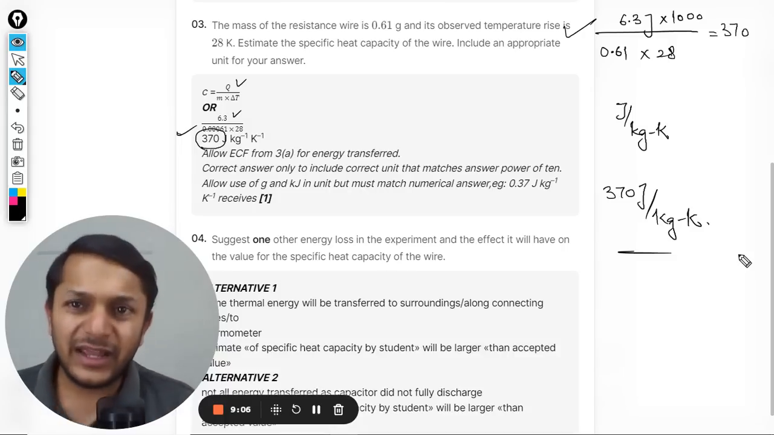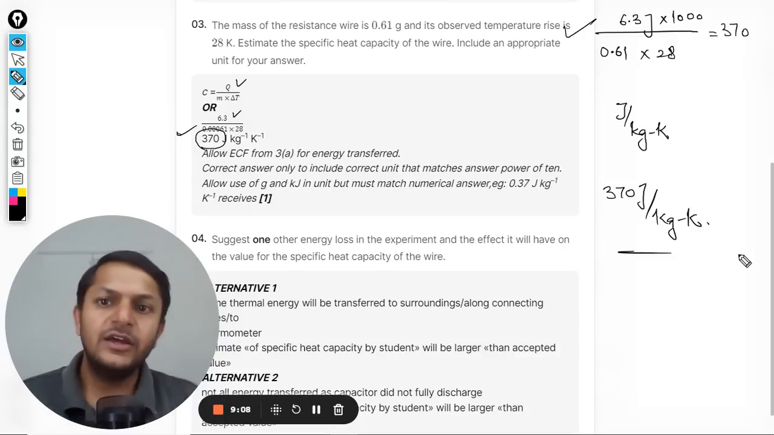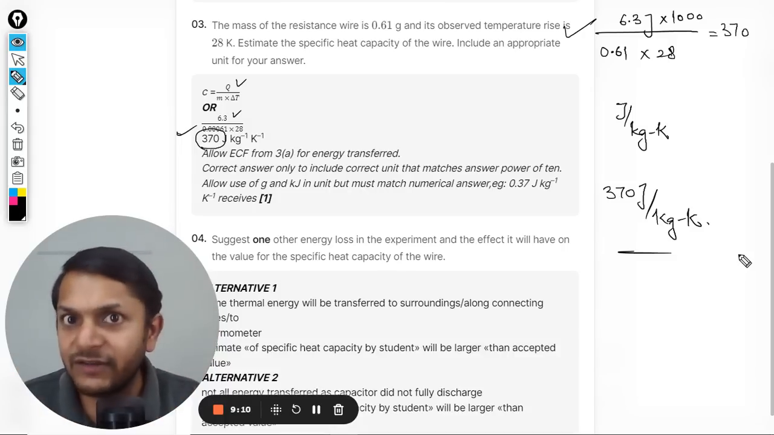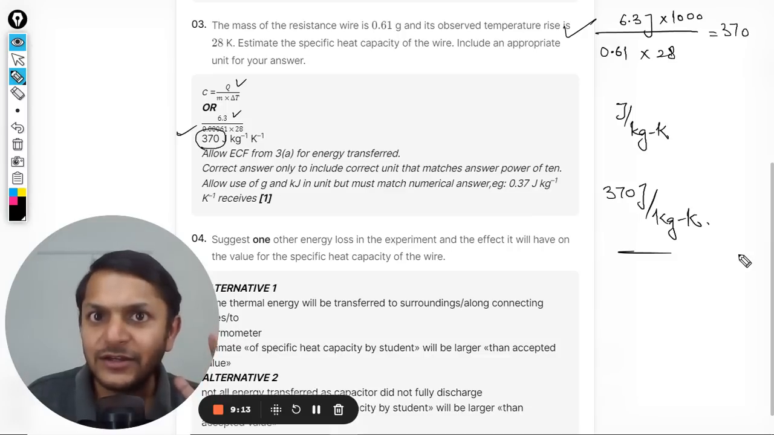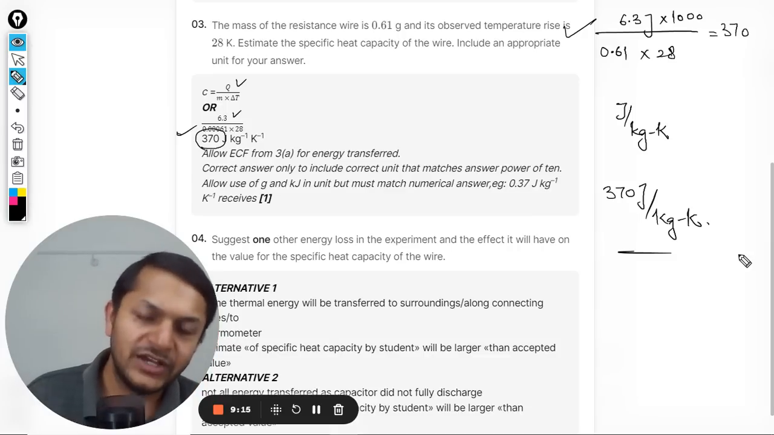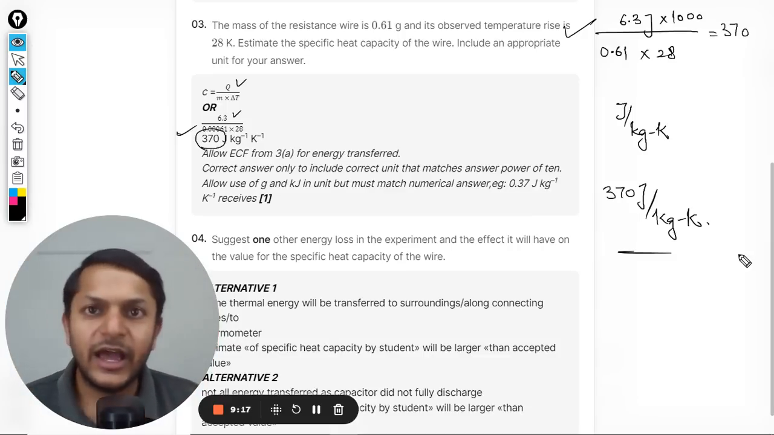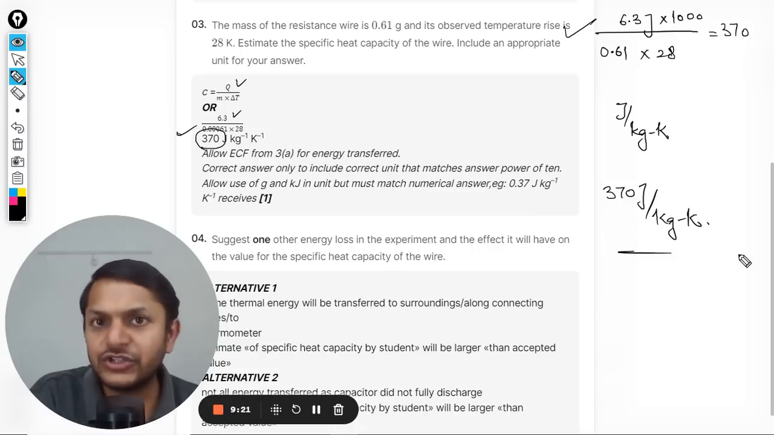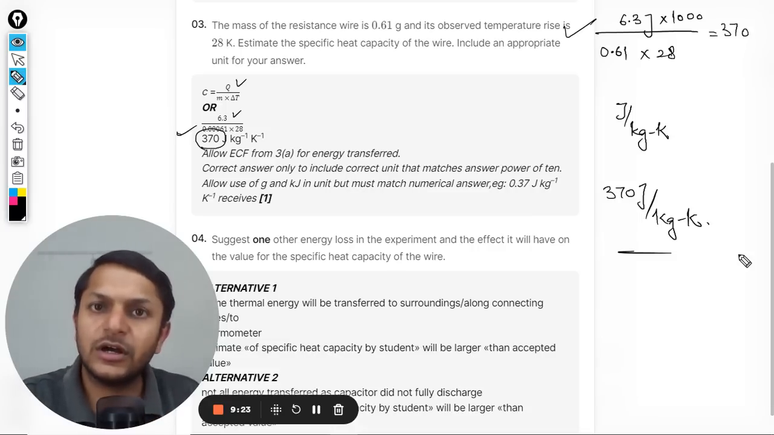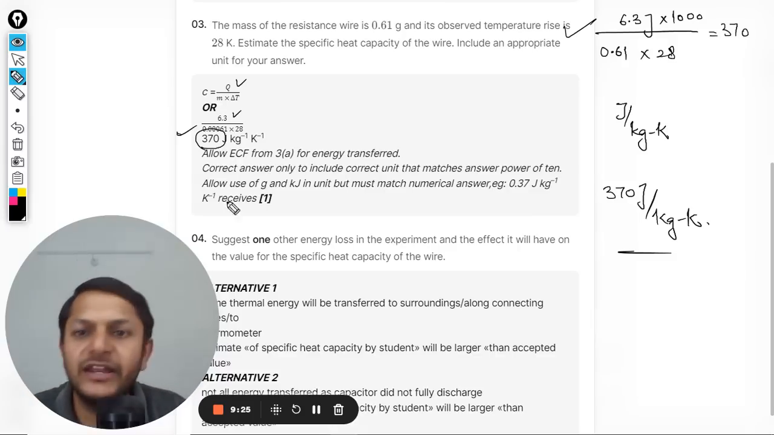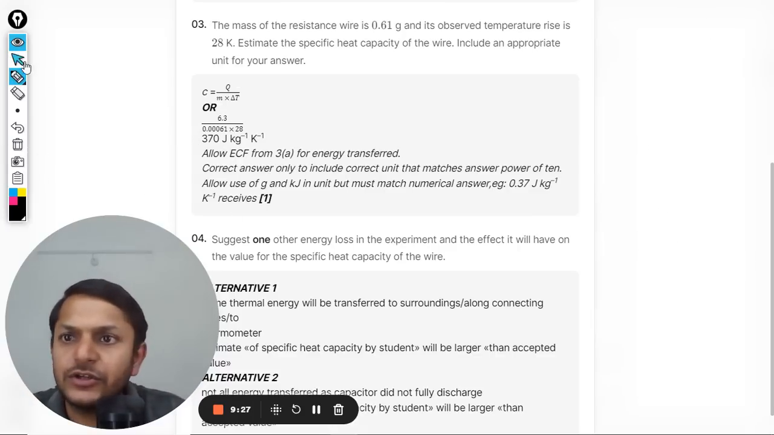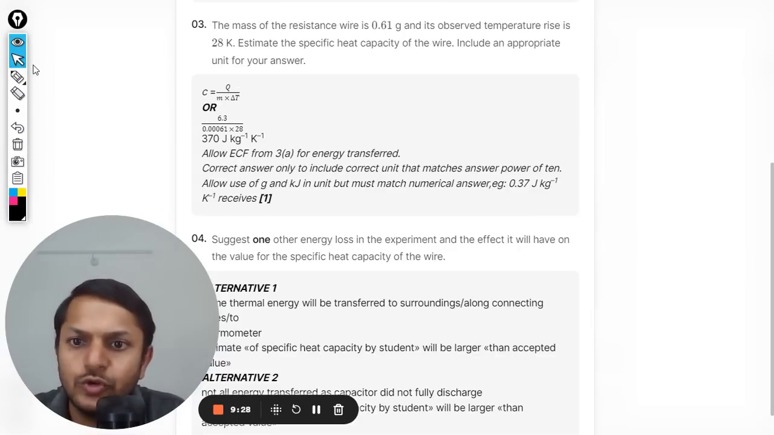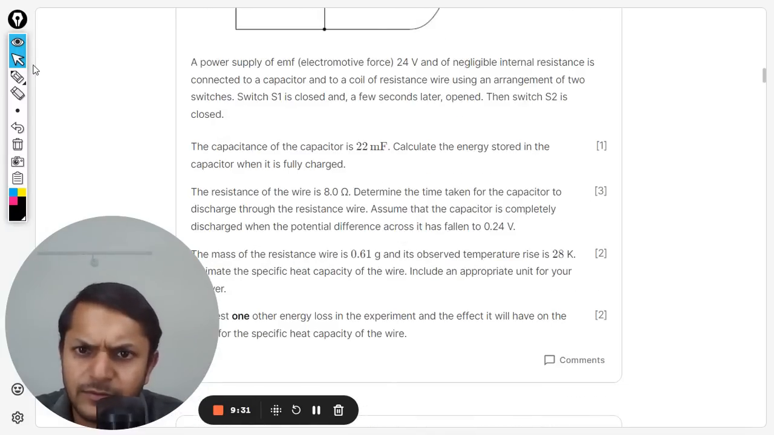And 28 Kelvin, like you try to understand, the temperature difference is 28 Kelvin. And what is the time taken for that? Not even 1 second, 0.81 second. And the temperature that rose there was 28. Anyways, okay, so this is question number 3. Let us go to question number 4 now.